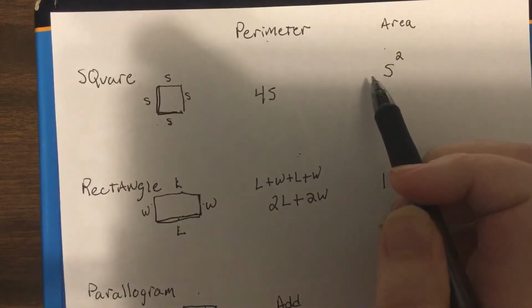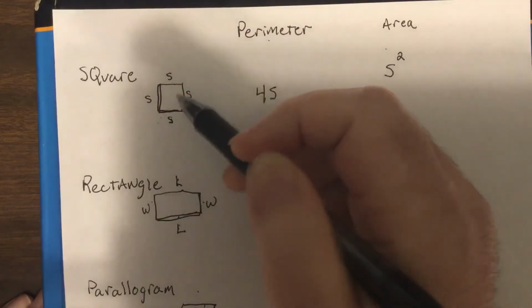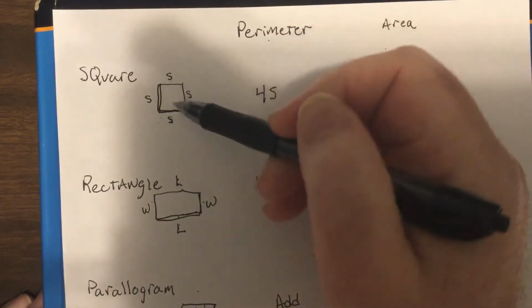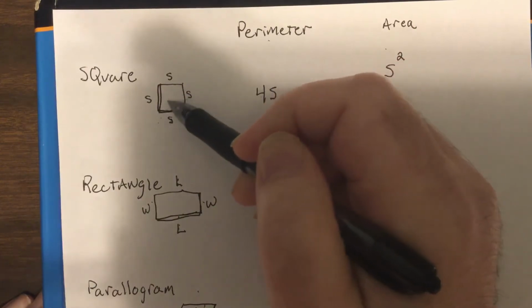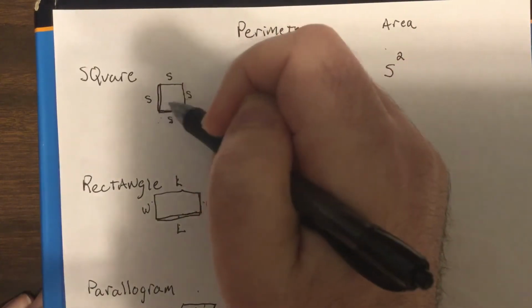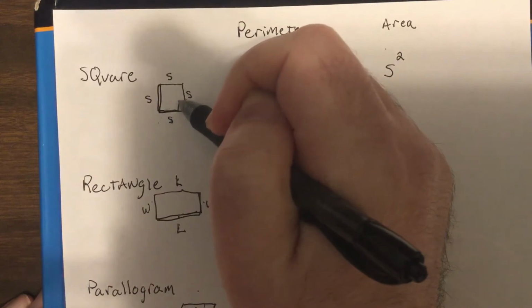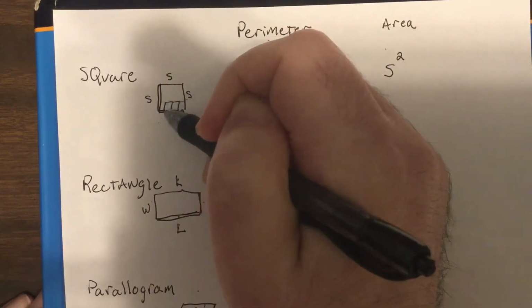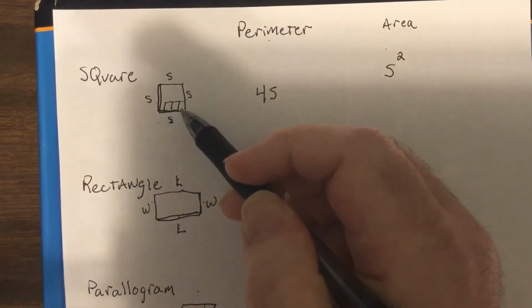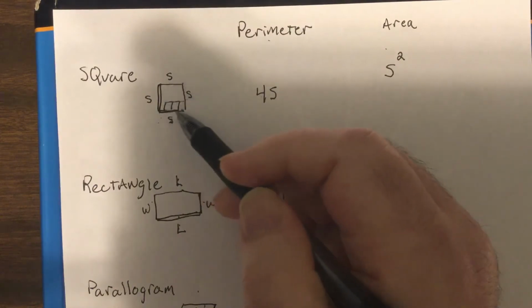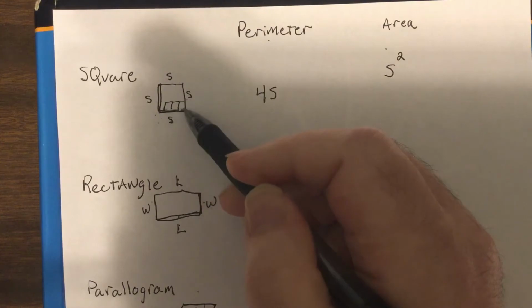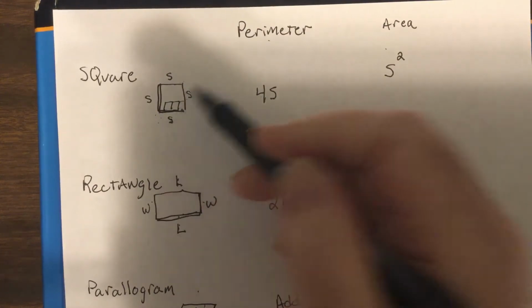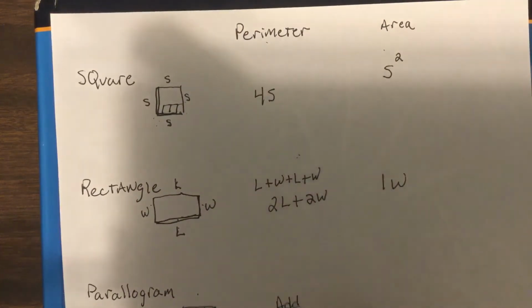Area means how much space it is taking up. So if I wanted to buy a carpet, how much carpet would I need to cover this area up? We're actually talking about little squares. How many squares would it be? So if we're talking feet, square feet. So it's the side times the side. Since the sides are the same, S times S is S squared.